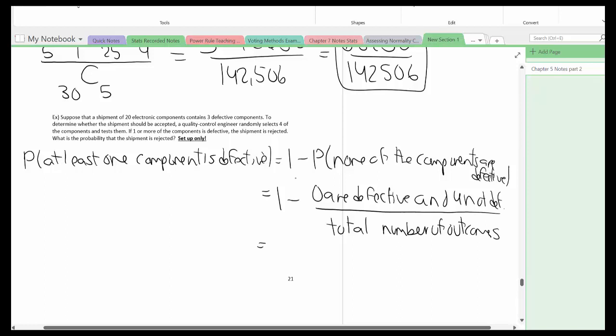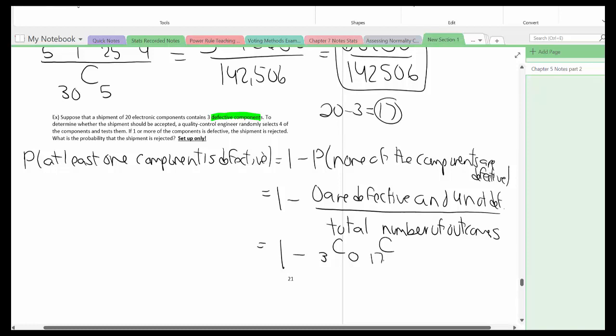Okay, so we know that 3 of the components are defective, and we're going to select 0 of them. So this is going to be a combination of 3 things taken 0 at a time. Well, if there's 20 total parts and 3 are defective, that means 17 of them are not defective, and we're going to select 4 of them.